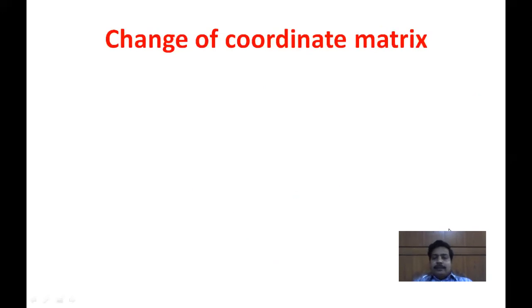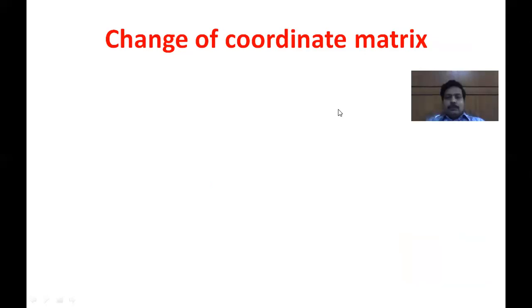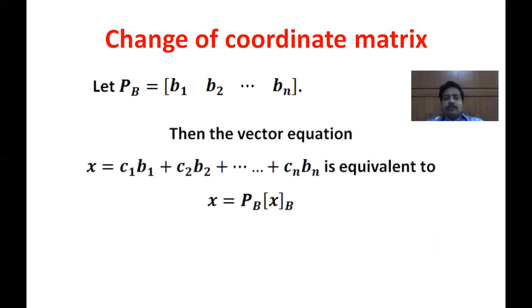So the change of coordinate matrix, this is a new concept. Let PB be equal to the matrix of B1, B2 and so on, Bn, where B1, B2, Bn are the vectors of the basis. Then the vector equation x is equal to c1 b1 plus c2 b2 and so on cn bn is equivalent to x is equal to PB xB. So if you multiply this PB, which is nothing but a matrix formed using the vectors of the basis, with the B coordinates of x, then you will get the vector x.